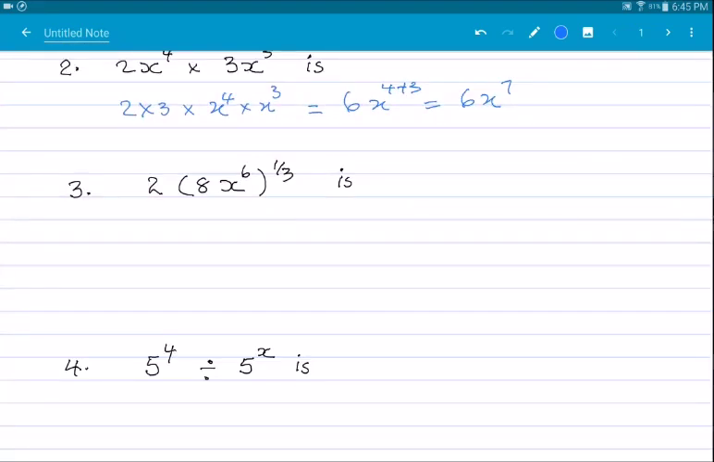Question 3. 2 times 8x to the 6 to the 3rd power. Now, nothing happens to the 2 at first, but we find the cube root of what's inside the bracket. So we have 8 to the cube root times x to the 6 cube root. And that's going to be equal to 2 times 2 times x squared, which is equal to 4x squared.